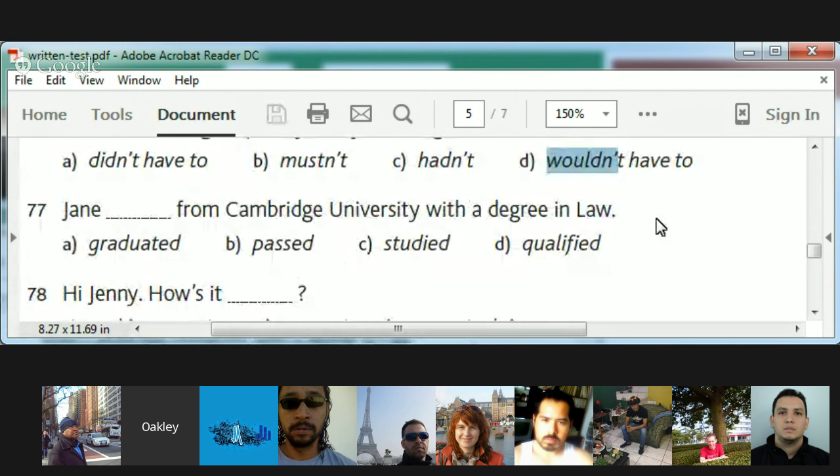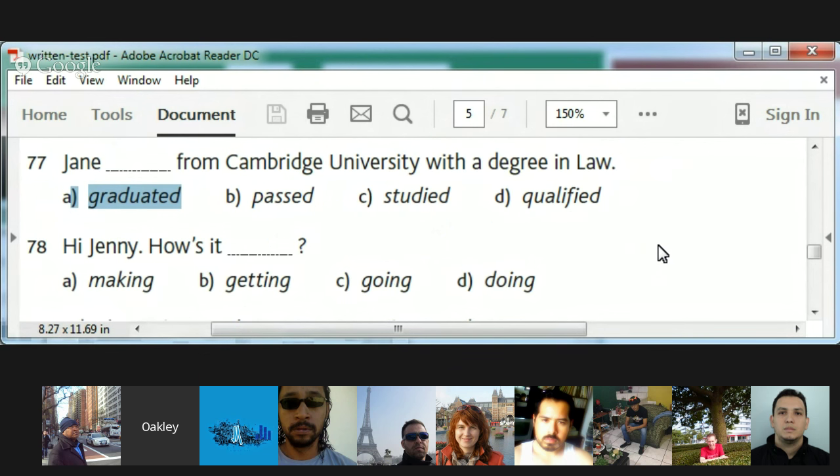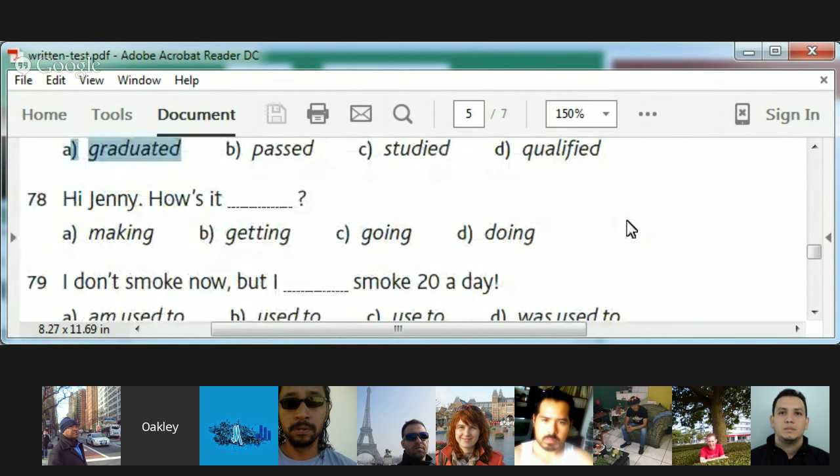Sure. Okay. Mark, 77. "Jane graduated from Cambridge University with a degree in law." Okay. Simple vocabulary here. That's the only one that works as far as vocabulary. Good job. Alejandro, 78.